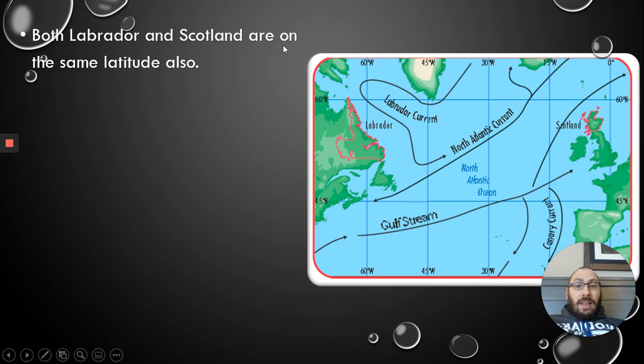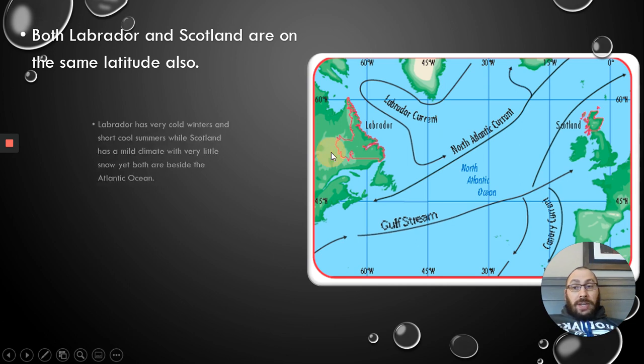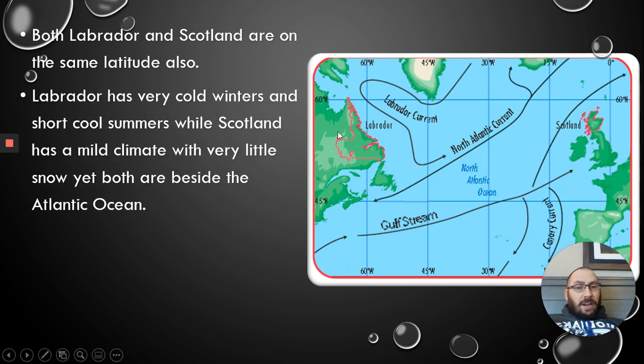So both Labrador and Scotland, right here and right here, are at approximately the same latitude as well. They're both the same distance from the equator, so they get roughly the same amount of sunshine every single day for every single year. But their temperatures are quite different. Labrador, Canada, has very cold winters and short, cold summers, while Scotland has a mild climate with very little snow, but both are beside the Atlantic Ocean.